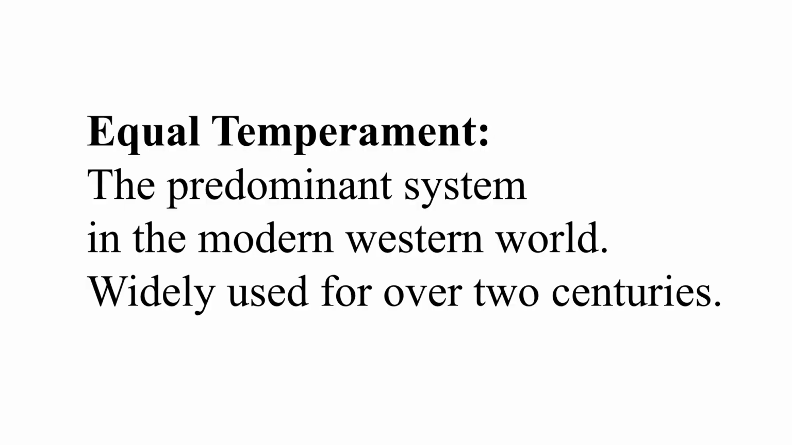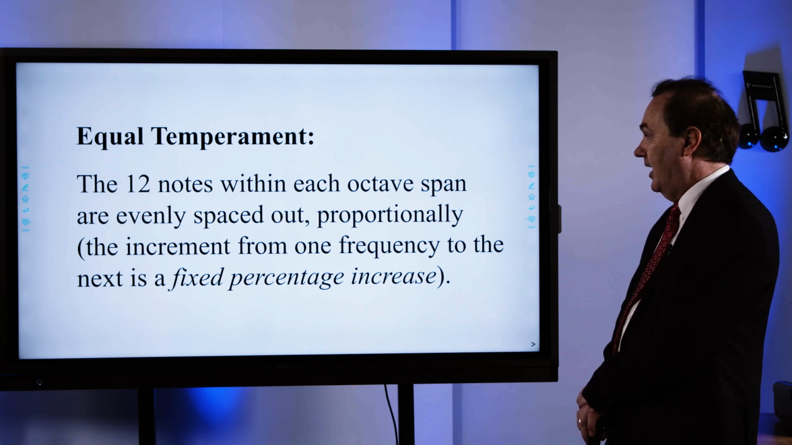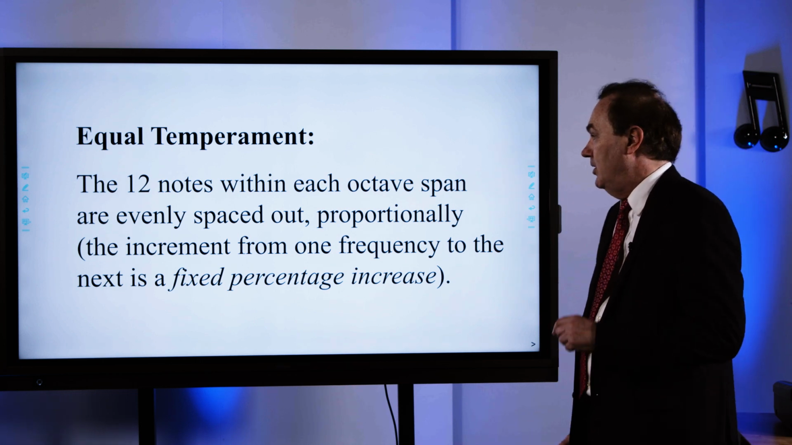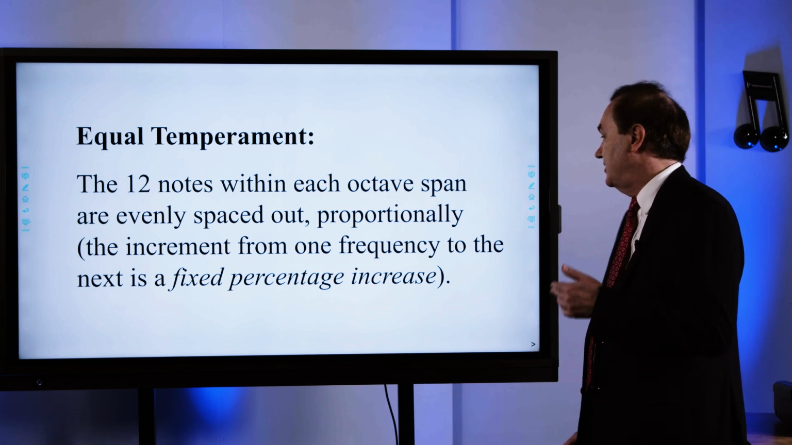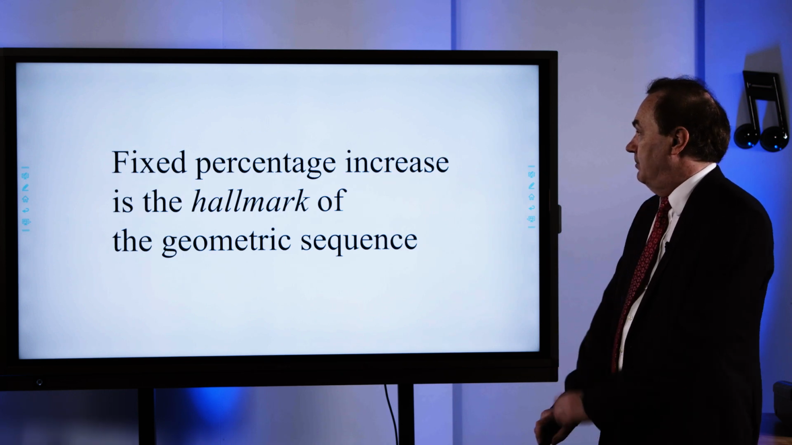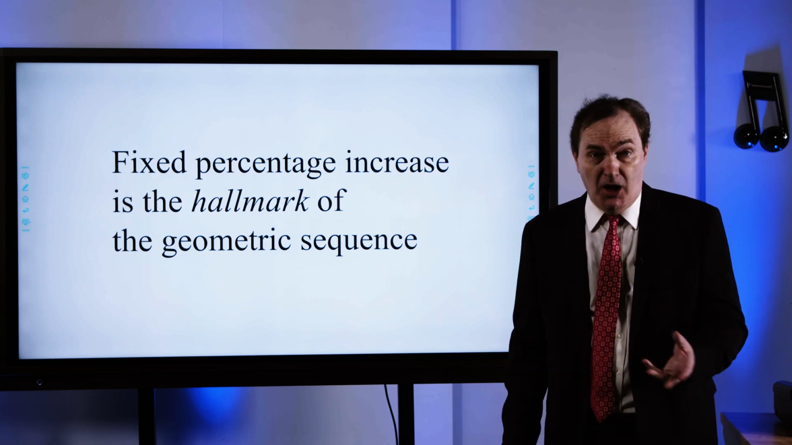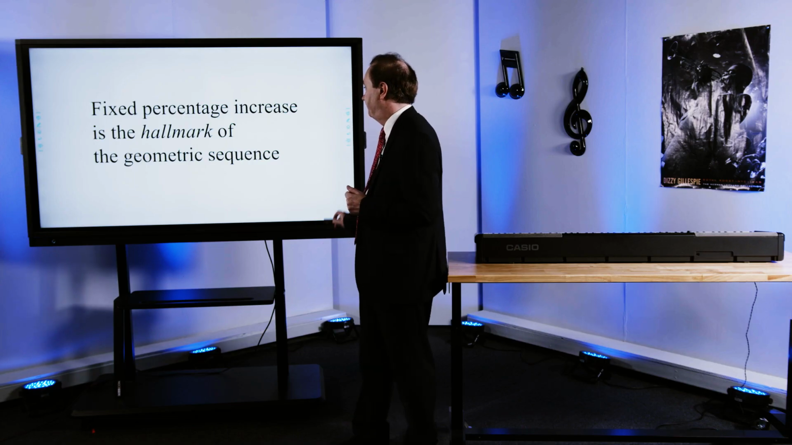Equal temperament is the predominant system in the modern Western world. It was developed in the time of Johann Sebastian Bach and has now been in widespread use for over 2 centuries. In equal temperament, the 12 notes within each octave span are evenly spaced out in a proportional sense. What that means is the increment from one frequency to the next is a fixed percentage increase. But fixed percentage increase is the hallmark of the geometric sequence. That's what we learned in our module on number theory.